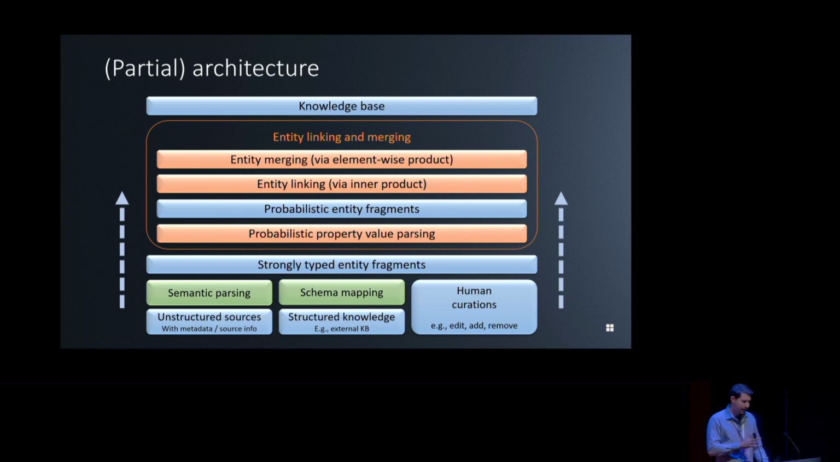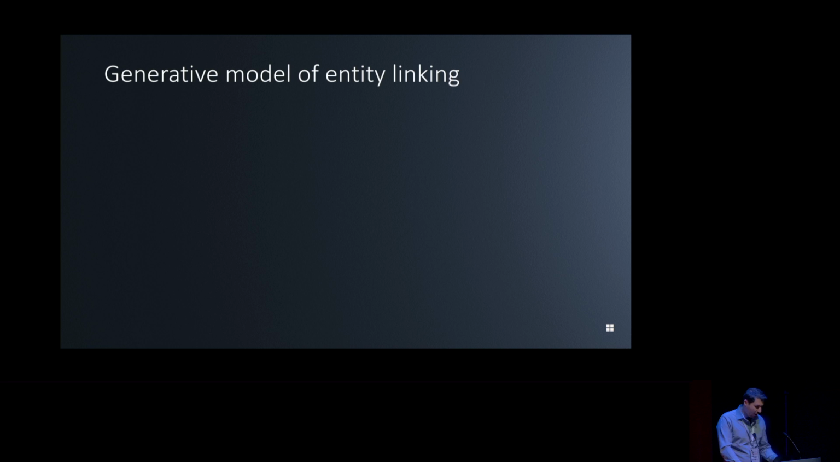And again, the architecture is partial because in reality you have all sorts of user experiences built on top of the knowledge base that feed back into the human curation. So there is actually a loop here if you see the full architecture. Okay, now how do we do that linking?